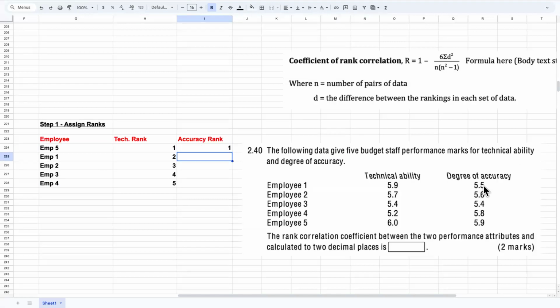Then below 5.9 employee 5, 5.8 is there, employee 4. So employee 4, we will give the second rank. Then we have 5.6, so employee 2 will have the third rank. Employee 2, that's 5.6. Below 5.6, 5.5 is there, employee 1. So employee 1 will get the fourth rank.